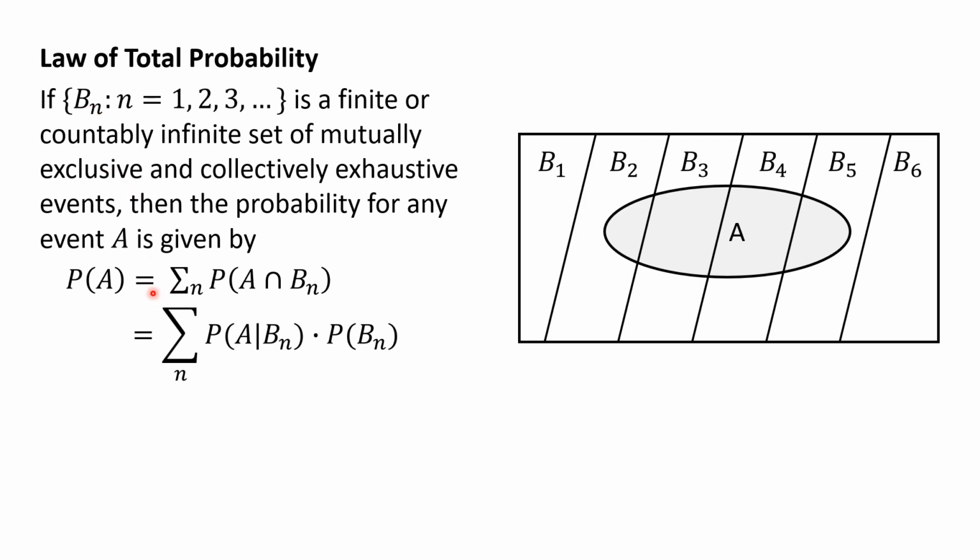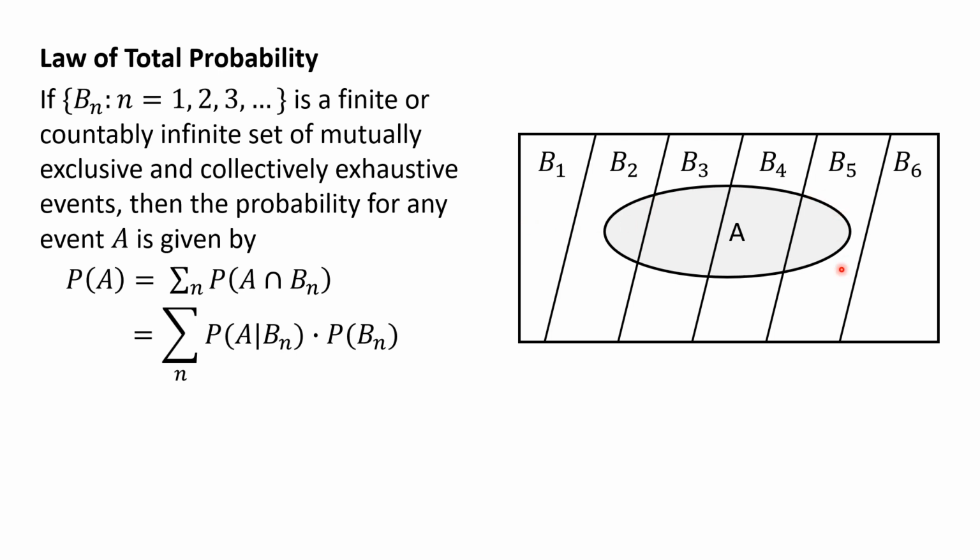And then the probability of A is just the sum of the probabilities of the intersection of A with each one of these B sub n's. And each one of these could be rewritten using the definition of conditional probability, which is this here. So normally you would use either this form of the law of total probability or this form, depending on how the information is given to you. And I have it drawn pictorially here.